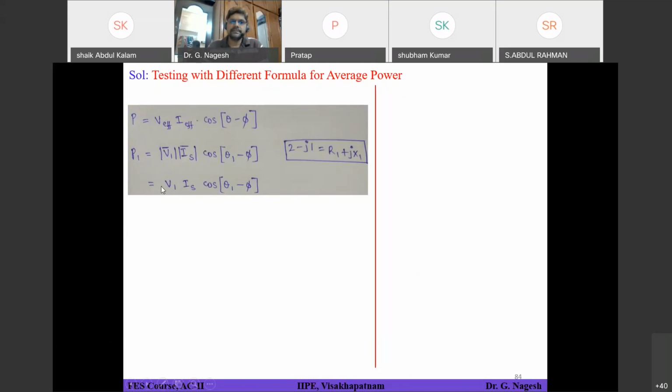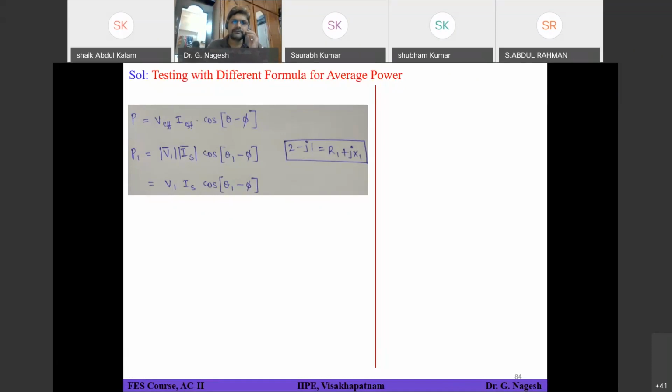You are understanding, na? P I have written as V1 into Is into cos of theta 1 minus phi. V1 is the voltage across load 1, Is is the source current, it is a series circuit so Is remains the same, and cos of theta 1 minus phi: phi is the current phase angle and theta 1 is the phase angle of voltage V1. If you remember, we have already found the voltage V1. Right. You remember that, right? Yes, sir.